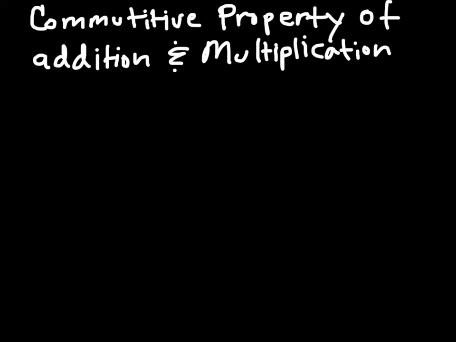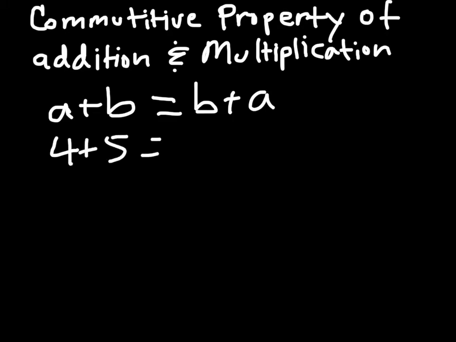Okay, so starting with addition, if we have something like A plus B, the property says that's going to equal B plus A. Just think like if you commute somewhere, let's say you work up in Omaha, you want to go from Bellevue to Omaha, that's going to be the same distance as from Omaha to Bellevue. If we think about this as real numbers, let's say A is 4 and B is 5, we'd have 4 plus 5 equals 5 plus 4. Either way it's going to be 9 there.